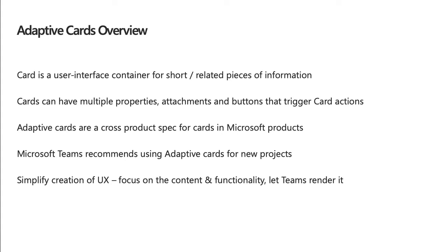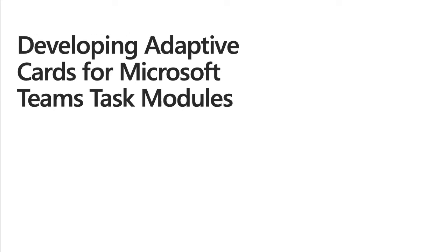A card is a user interface container for short or related pieces of information. Cards can have multiple properties and attachments and can include buttons that can trigger card actions. Adaptive cards are a cross-product specification for various Microsoft products, including Bots, Outlook, Teams, and Windows. And they're the recommended card type for new Microsoft Teams apps. Microsoft Teams supports multiple types of cards. So let's look at how we can develop adaptive cards for Microsoft Teams task modules.